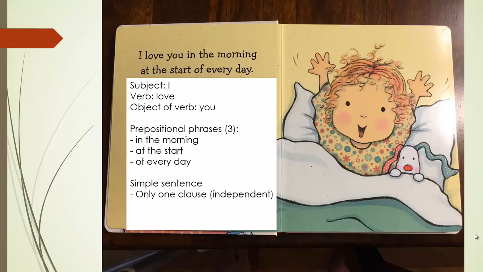Here's a new term for you. We call this a simple sentence because it has only one clause. In a previous video, we talked about clauses and phrases. A clause is a group of words that has both a subject and verb, and a phrase is a group of words that does not have both a subject and verb. So a simple sentence is a sentence that has only one clause, and that clause is an independent clause, a sentence that can stand on its own, right? It expresses a complete thought.